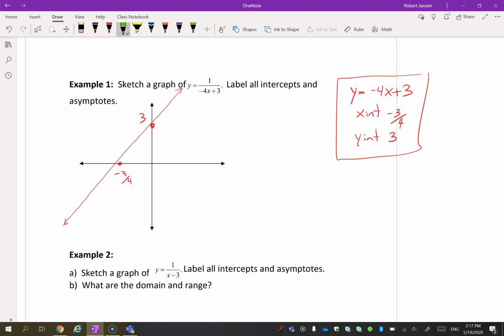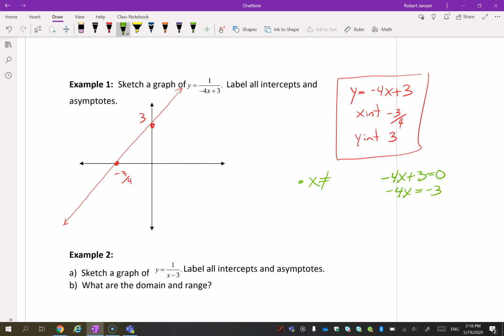All right, we don't need a table of values. Okay, how are we going to draw the reciprocal? Well, first of all, you should consider what can x not be? What are the non-permissible values? Okay, well, if you're looking at 1 over negative 4x plus 3, it will be the value that makes this equal to 0. So where is negative 4x plus 3 equal to 0?